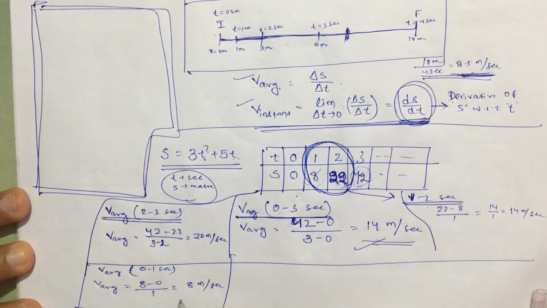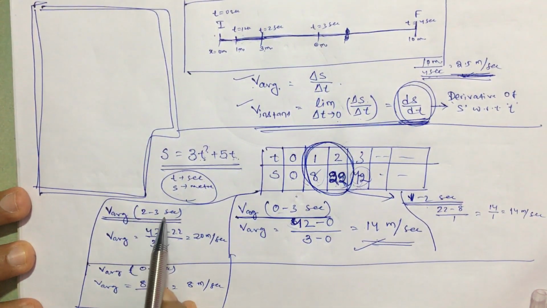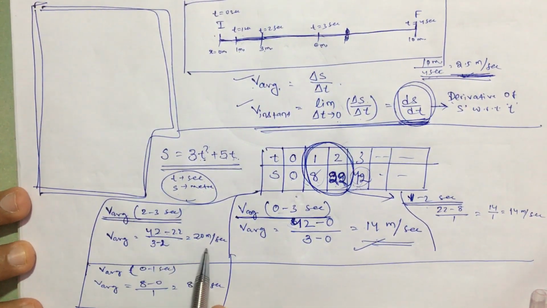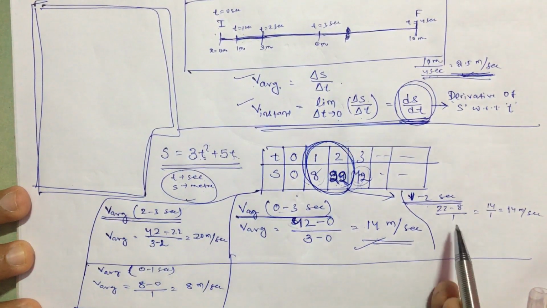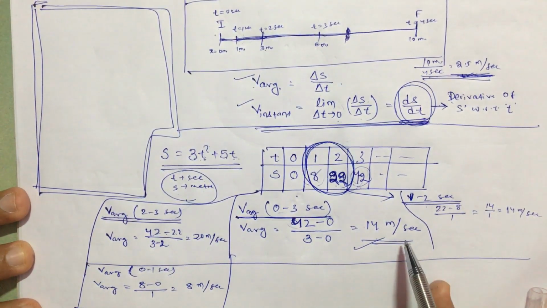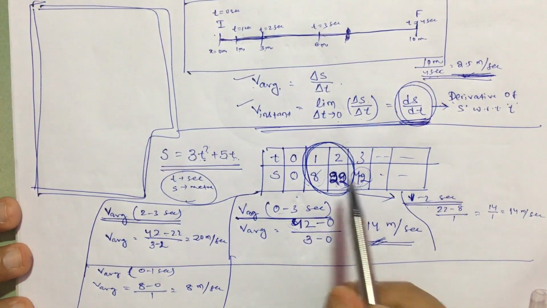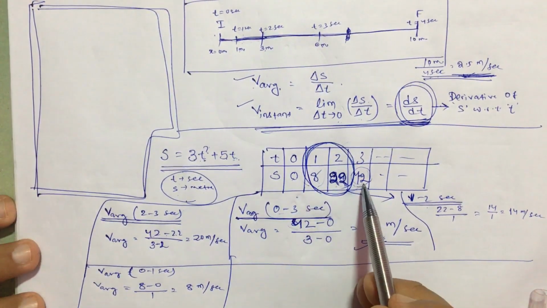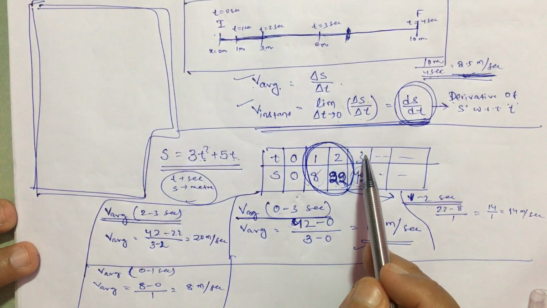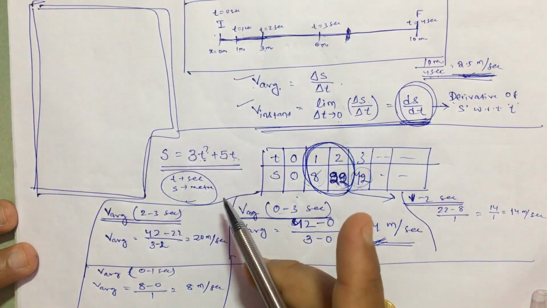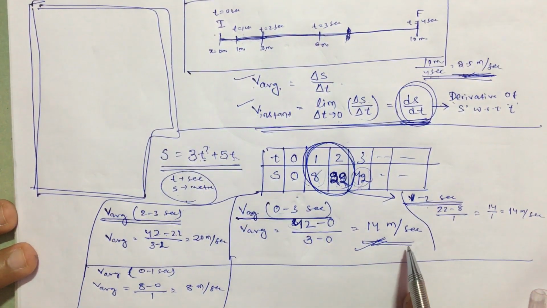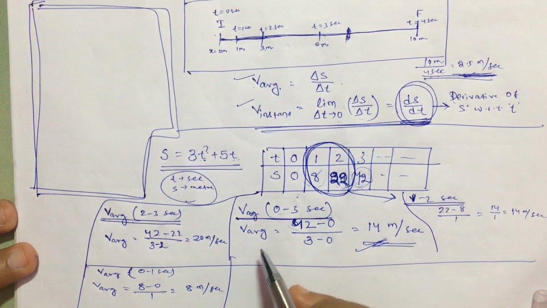Between 0 to 1 second it was travelling at 8 meter per second. Between 2 to 3 it was travelling at 20 meter per second. Between 1 to 2 it was travelling at 40 meter per second. But the average is 14 meter per second. Means if it has to cover the same 42 meter in the same 3 seconds with uniform speed, then it has to move with 14 meter per second. That is known as average speed.